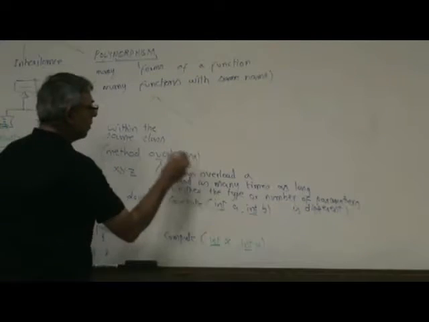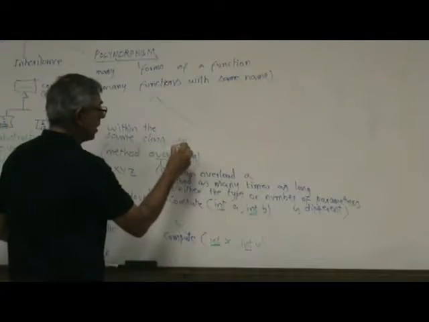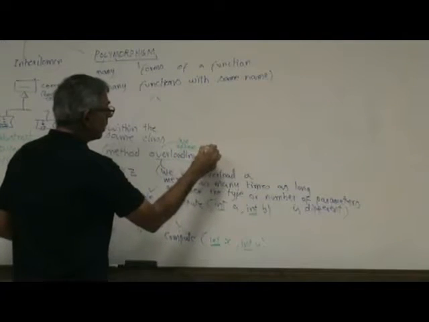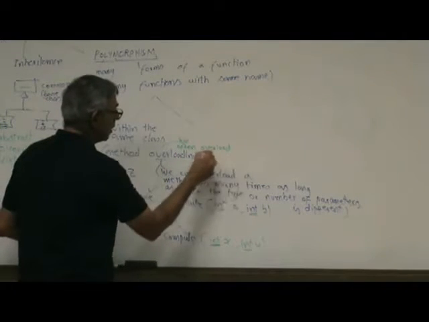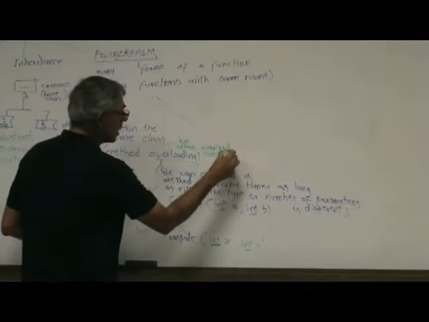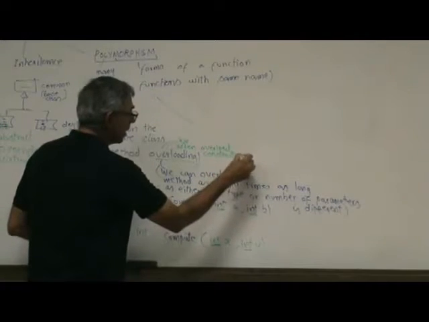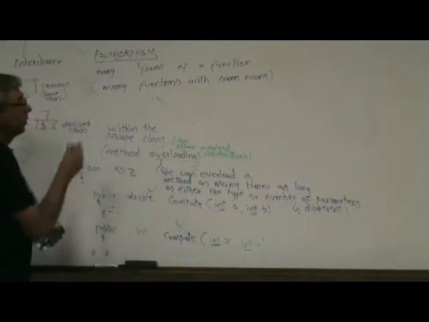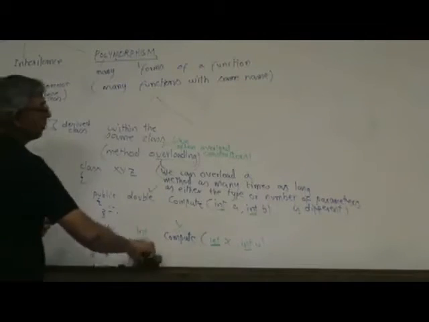And as you already know, we often overload constructors. Because remember, a constructor is like a method, right? Okay, so that was the easy form of polymorphism.